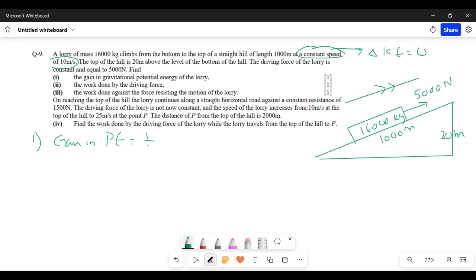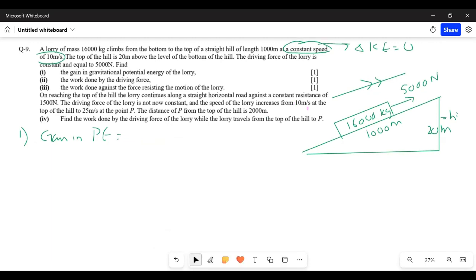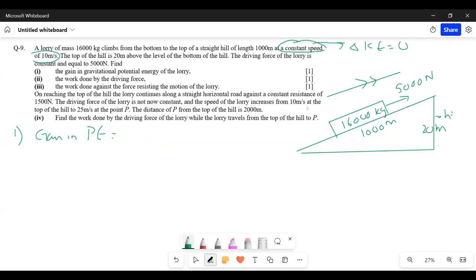higher potential energy, which will be m h1 or h2, whatever you like to call it, let's call it h2. So half m, sorry, there is no half in potential energy, it's mgh. So mgh2 minus mgh1. So m is 16,000 into 10 into height 2 is 20, minus 16,000 into 10 into 0.